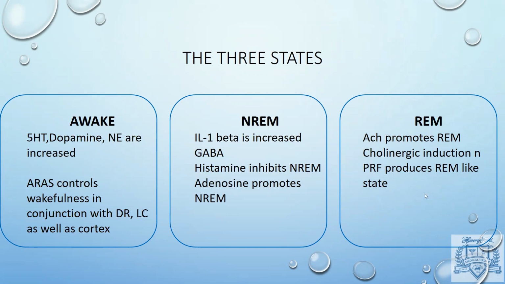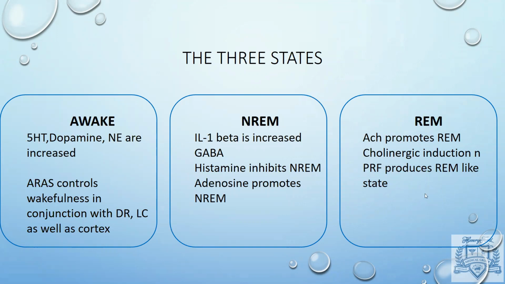The three states are wakefulness, non-REM, and REM. Not to go into too much neurophysiology because it's obviously not very pertinent for you guys, but in terms of what controls wakefulness, the neurotransmitters are 5-HT, dopamine, and norepinephrine. These are found to be elevated or increased. The ascending reticular activating system, along with the dorsal raphe and locus coeruleus, help in terms of promoting wakefulness.